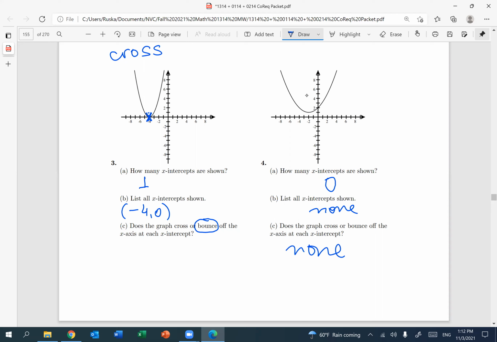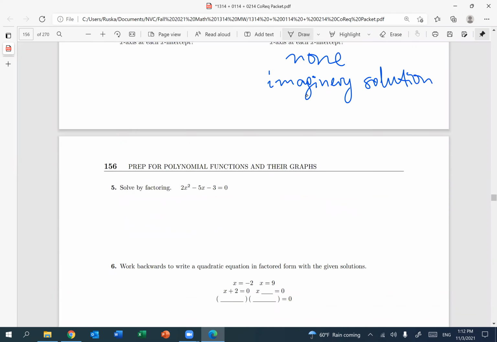In this case, the quadratic equation has imaginary solutions. I'm gonna put here imaginary solutions, and that's what I'm gonna write. The quadratic equation has imaginary solutions. Okay, everybody understand that? Okay, so then we're going to go to the next one.